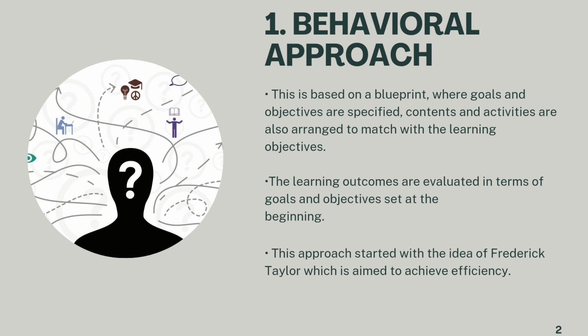So in behavioral approach, we must first have specific goals and objectives. Why? Because this will be the basis of the accomplishment. We will be evaluating the learning outcomes in terms of the goals and objectives that we have set, which means that the change of behavior of the student or the learner will indicate the measure of accomplishment.